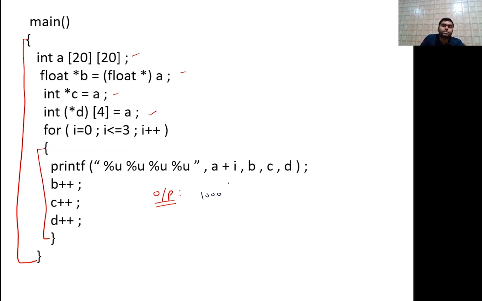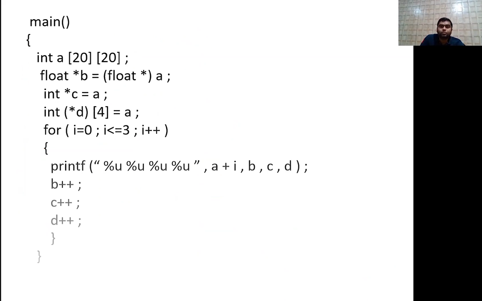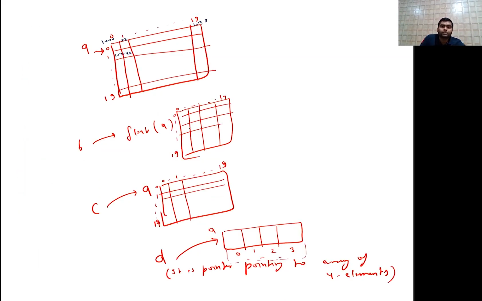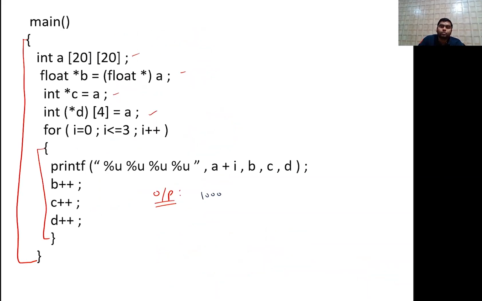So B is pointing to what? Float of that. So float of that means B is pointing to this. So again this is 1000 only. But observe carefully, next time it will be 1004. It is not 1002 because it is converted to float. So currently it is 1000.